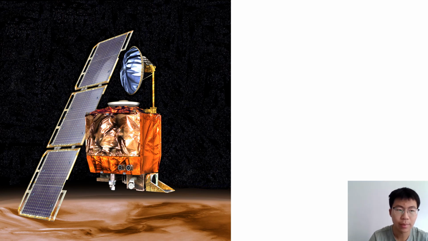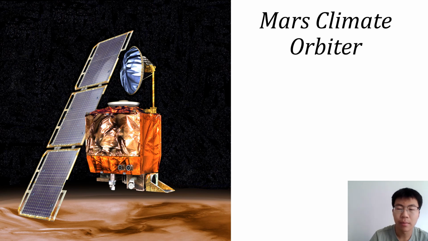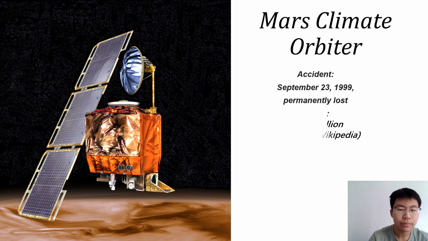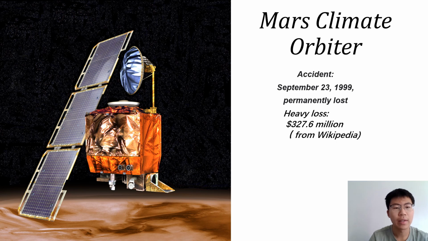Here are two examples. The first is Mars Climate Orbiter. The Mars Climate Orbiter was a robotic space probe launched by NASA on December 11, 1998, to study the Martian climate, Martian atmosphere, and surface changes, and to act as a communications relay in the Mars Surveyor 98 program for Mars Polar Lander. However, there is an accident that happened.